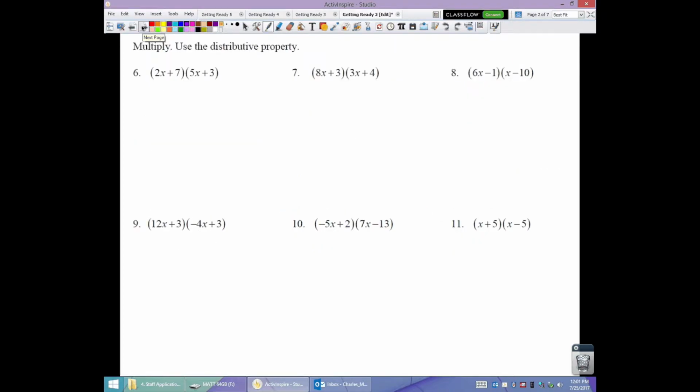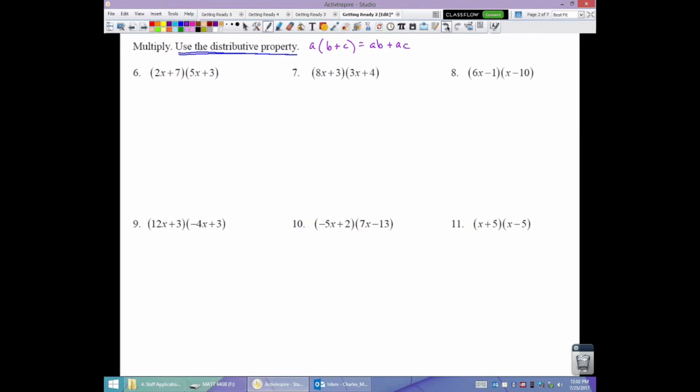Now, to multiply binomials, we do have a shortcut that we will be learning for multiplying binomials, and it will only work for binomials, no other type of multiplication of polynomials. This, though, says to use the distributive property, and that would work no matter how many terms are in the first or second set of parentheses. So, distributive property, remember before, was something like this: a times quantity b plus c is equal to ab plus ac. So you took what was in front of the parentheses and distributed it to all the terms inside.